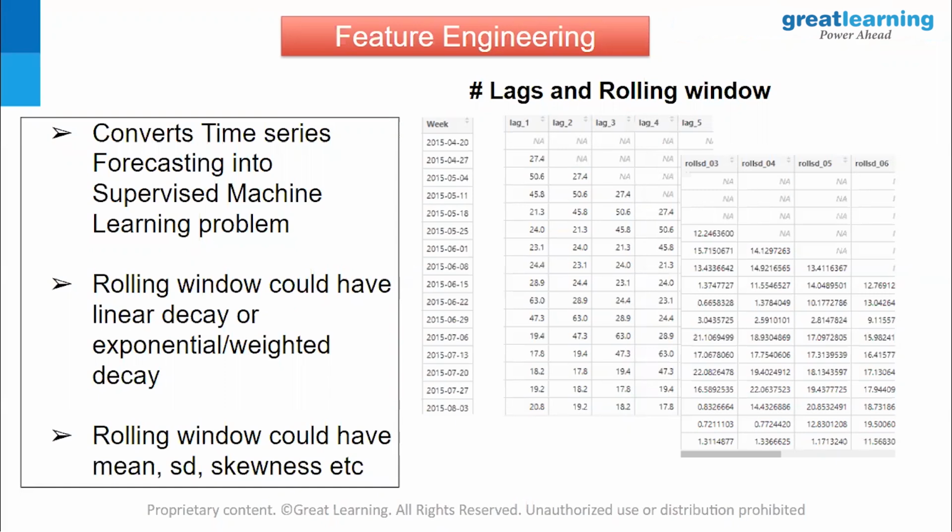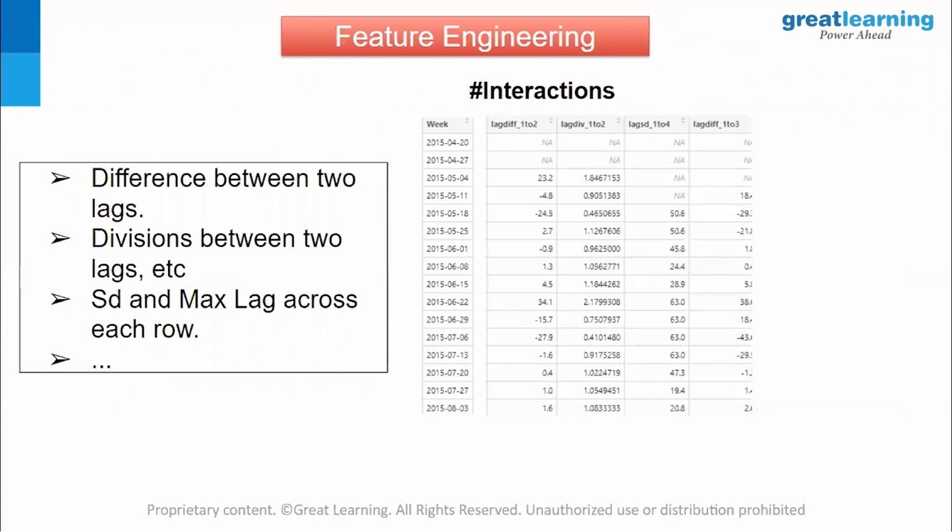And not only that, we don't stop here. We can build features like standard deviation. We can create a lot of interactions. We can create differences. We can build division, multiplication, standard deviation, maximum, minimum. It's up to us, depending on the problem that we are dealing with.